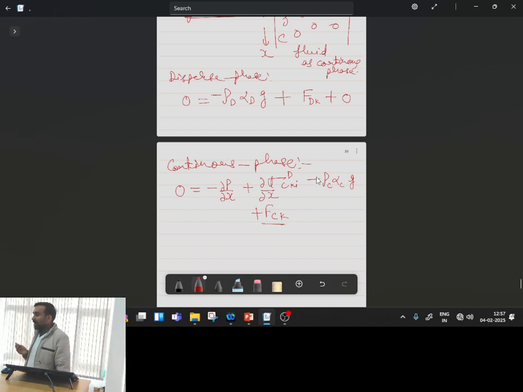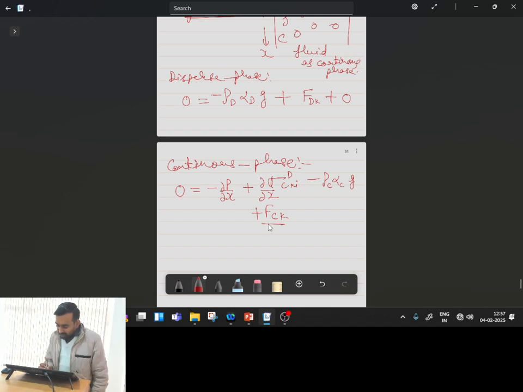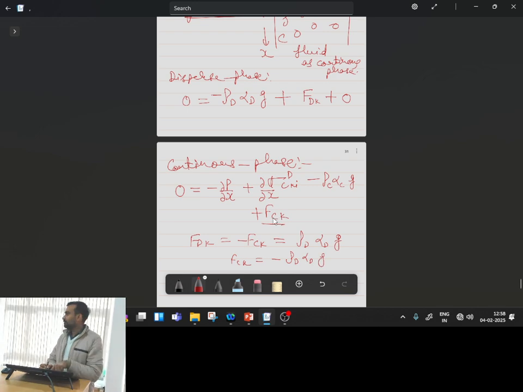Now what will I get? Because only two phases are present, F_dk will be equal to minus F_ck. Is this one clear? And from here, what is F_dk? F_dk is rho d alpha d into g. So from here F_ck will become minus rho d alpha d into g. I can replace this here.